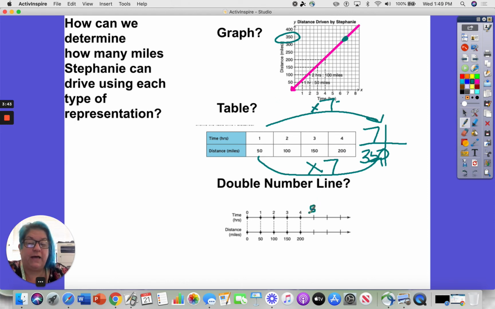Double number line, we do the same kind of concept. We're going to do 5. And if you notice, these are all going up by 50 every time, so it's 250. 6 would be 300, and then 7 would be 350. Sorry, I have a hard time squishing everything in there.